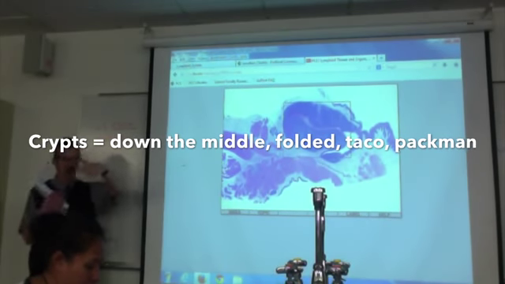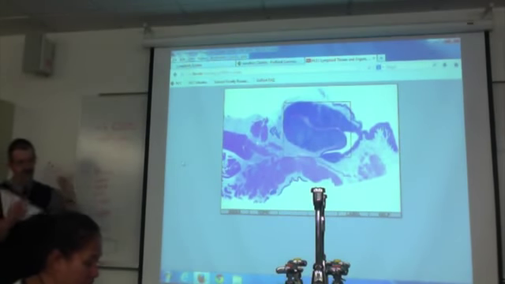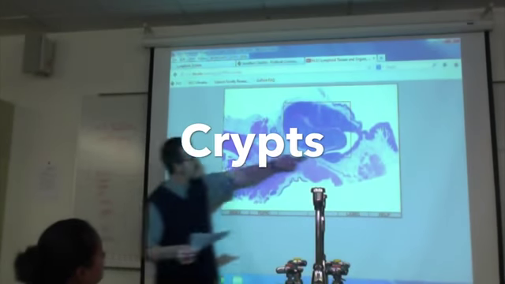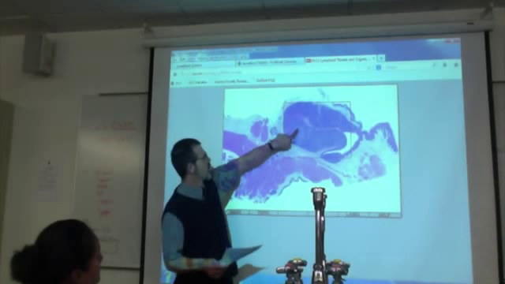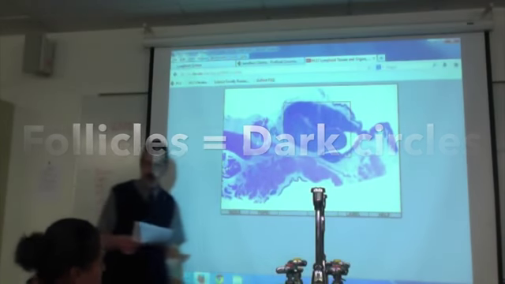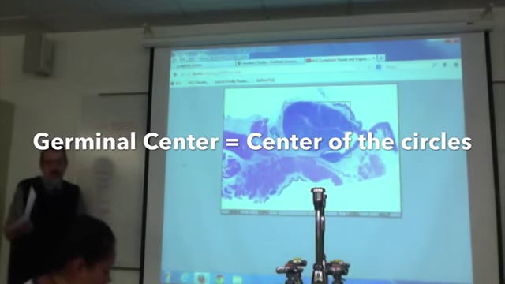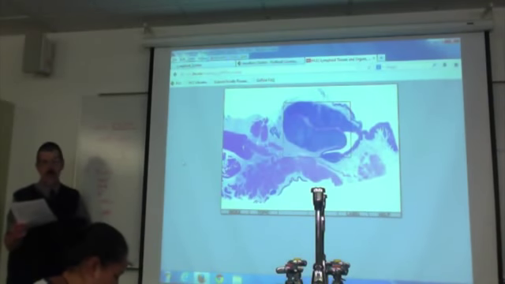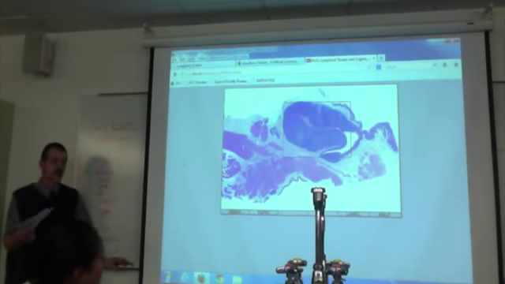So it looks like a folded taco Pac-Man-y thing. Okay, so the crypt is the white space. What do you call the circles of dark? Follicles. What do you call the center of the circles? Germinal center. So use a lymph node, but call it a tonsil. They're the same. Is the crypt like a reservoir? It's basically just a space.